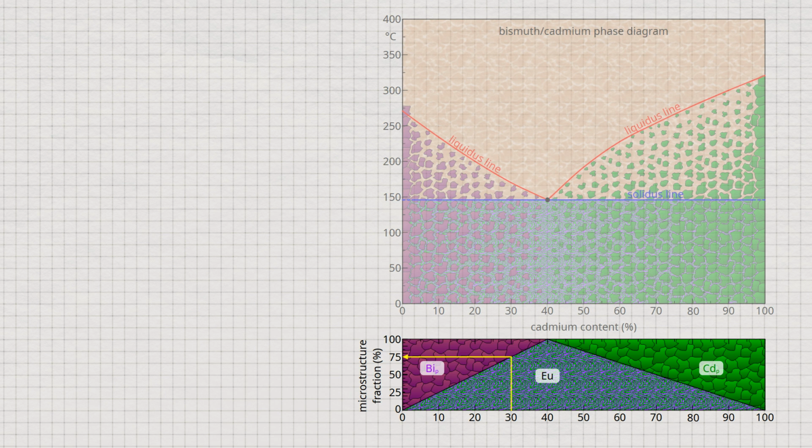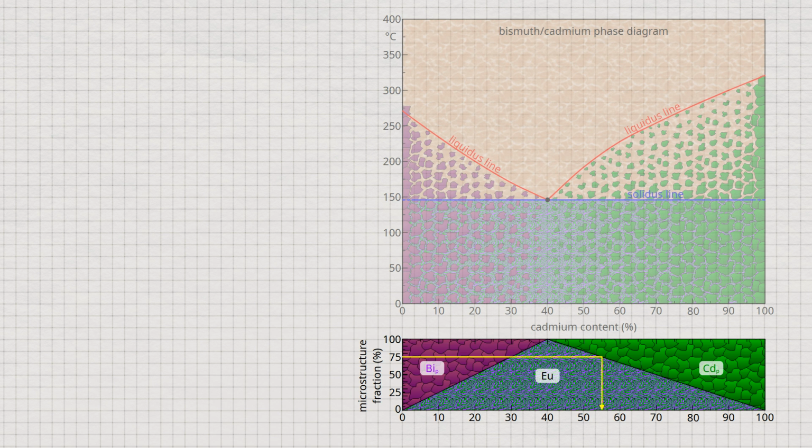Conversely, the required alloy concentration for a desired primary crystal content can also be determined from the microstructure diagram. If, for example, the solidified microstructure is to consist of 25% primary cadmium crystals and thus 75% eutectic, the diagram gives a required alloy concentration of 55% cadmium.